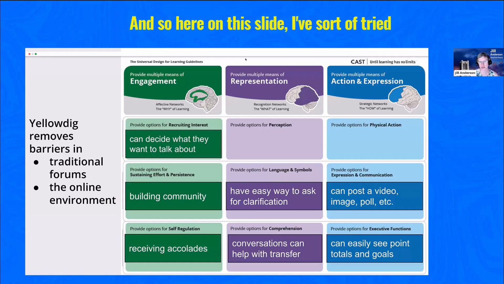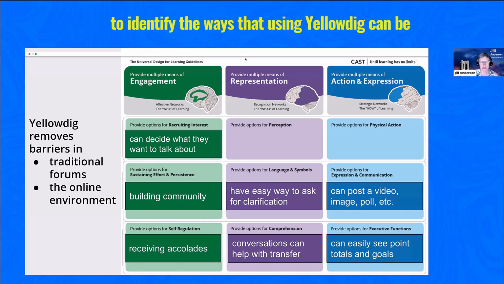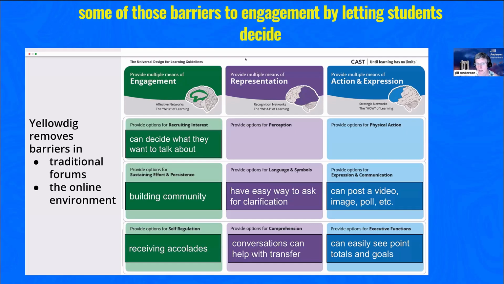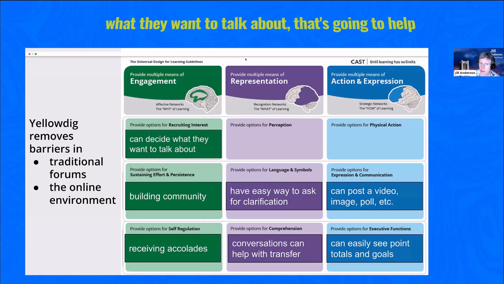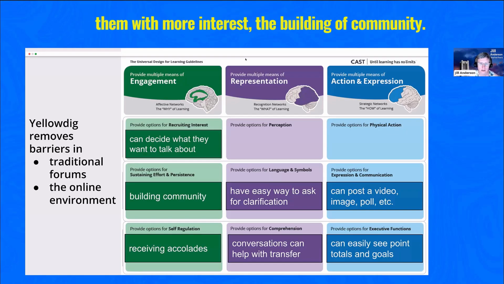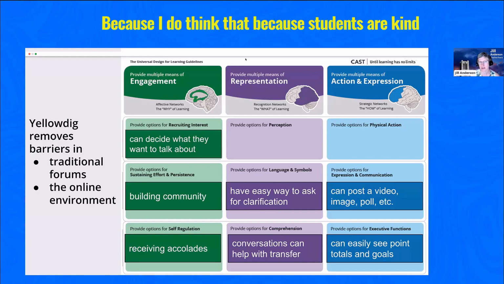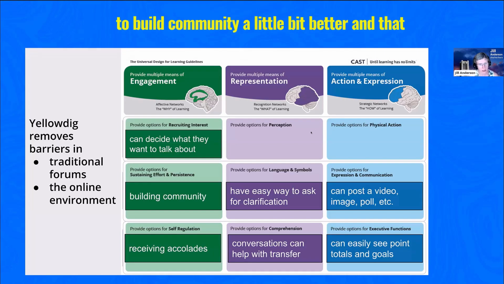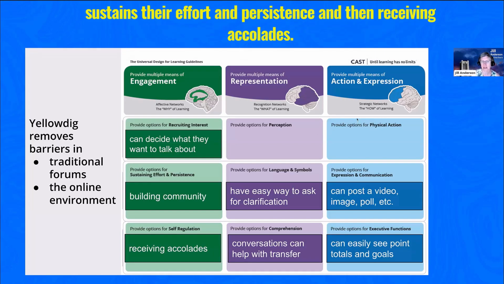And so here on this slide, I've tried to identify the ways that using Yellowdig can be a way to UDL your course and remove some of those barriers to engagement by letting students decide what they want to talk about. That's going to help them with more interest. The building of community, because I do think that because students are conversing in a more organic way, they're able to build community a little bit better, and that sustains their effort and persistence.